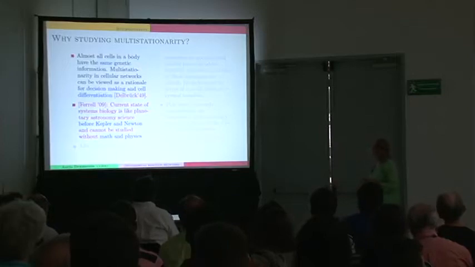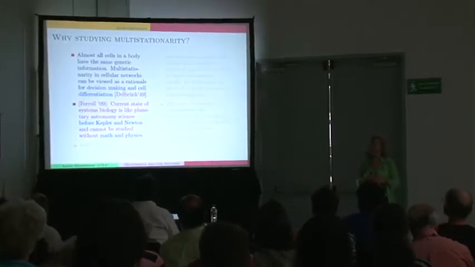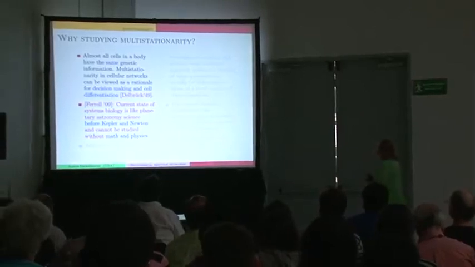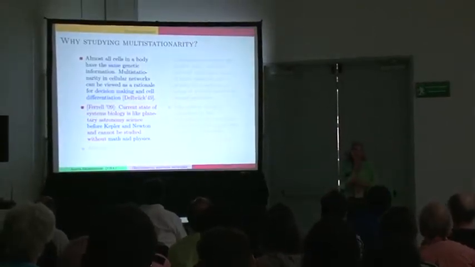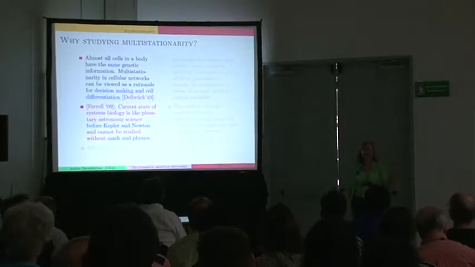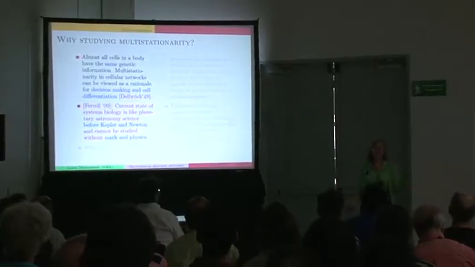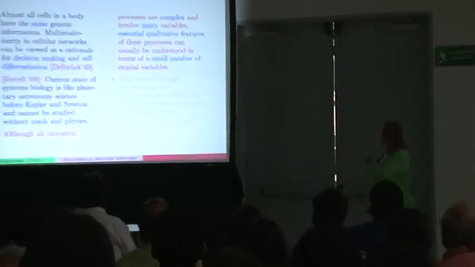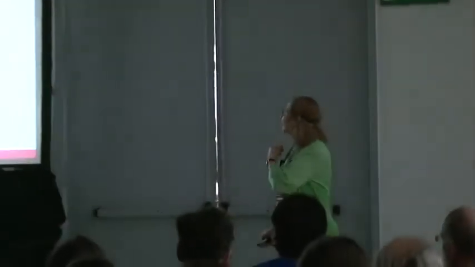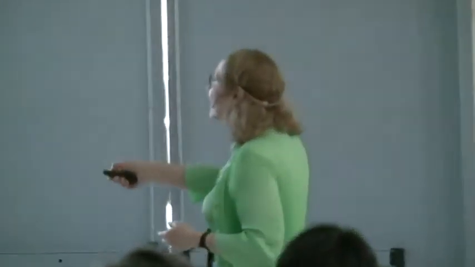He explains that the current state of systems biology, and I quote this from his article, is like planetary astronomy science before Kepler and Newton. And he also says that it cannot be studied now without math and physics. What this means is that the basic laws are not known. There are no basic laws known for how the biology evolves, okay?